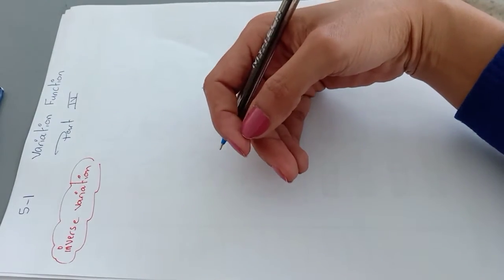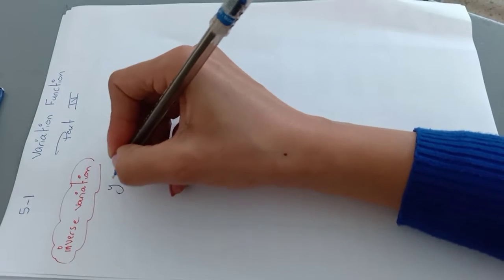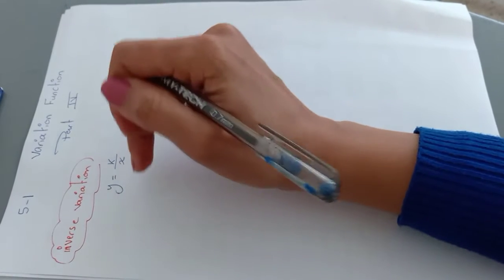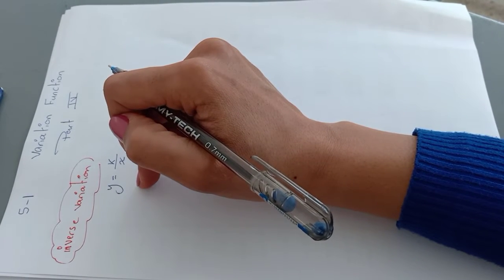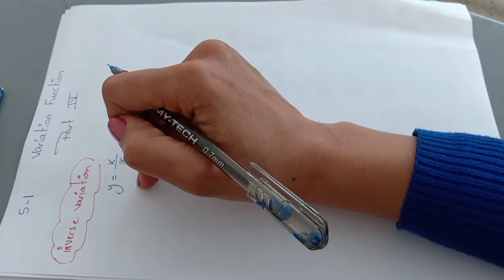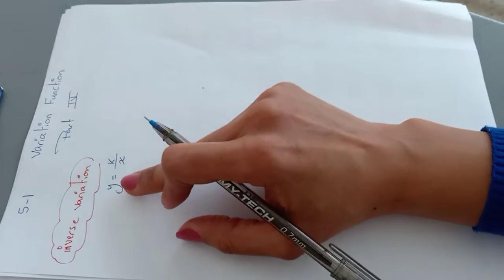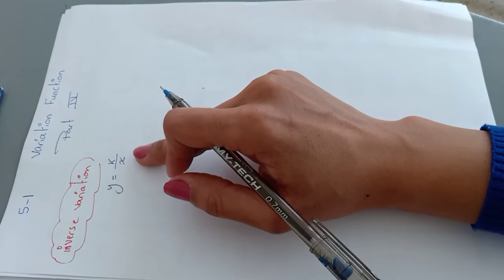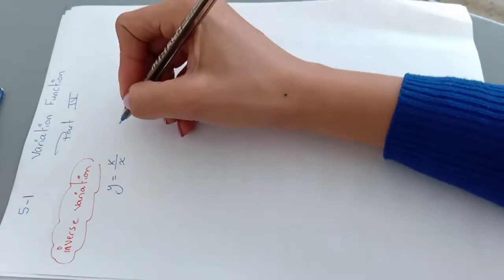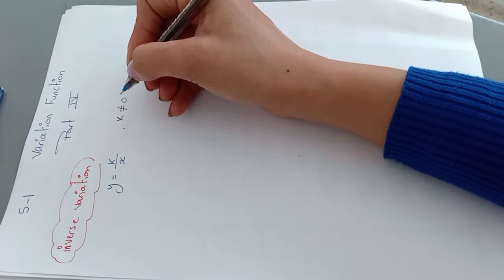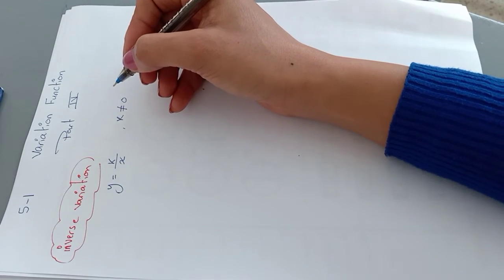Okay, and the inverse variation can be written in the form of y equals k over x. This is unlike the direct variation, which was y equals k times x. Now, in the inverse variation, the form of the function is y equals k over x, where k is not equal to 0 as well. Okay, so let's see the example.